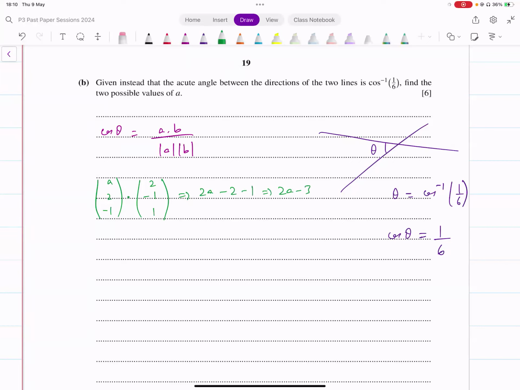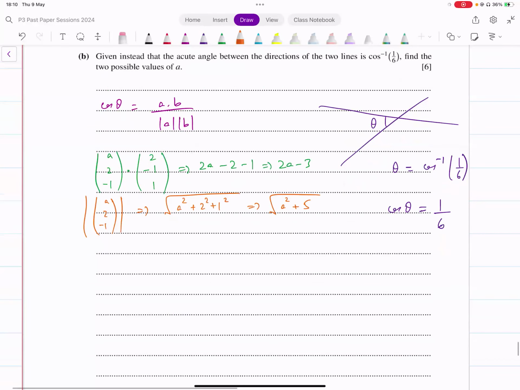What about the magnitudes? Magnitude of the first vector, a, 2, -1. What's the magnitude of this vector? Square root of a squared plus 2 squared plus 1 squared, and that gives us square root of a squared plus 5. That's the magnitude of this first vector. And then we find the magnitude of the other vector. The other vector is 2, -1 and 1. That is 2 squared plus 1 squared plus 1 squared. And that turns out to be under root 6.